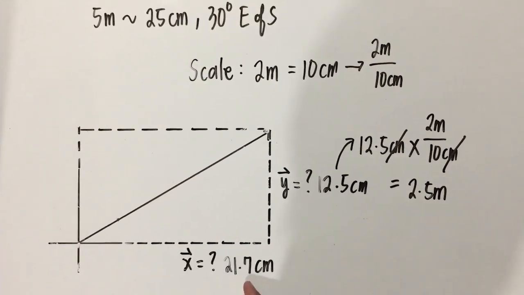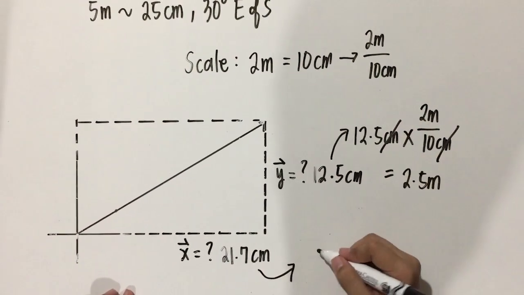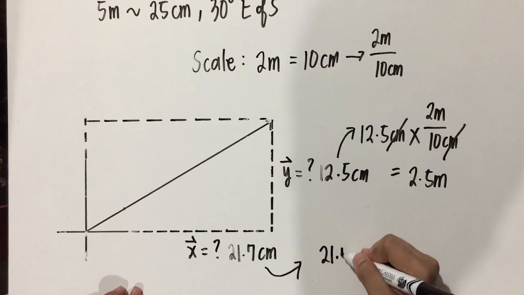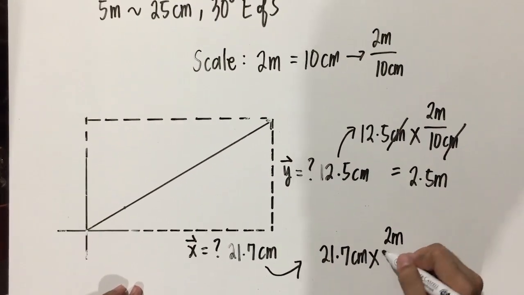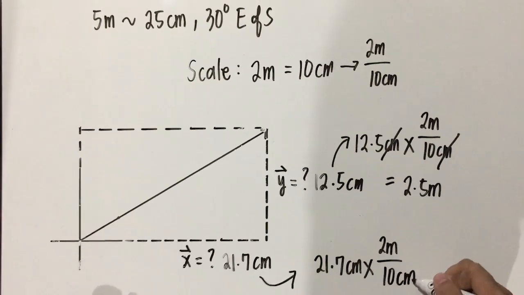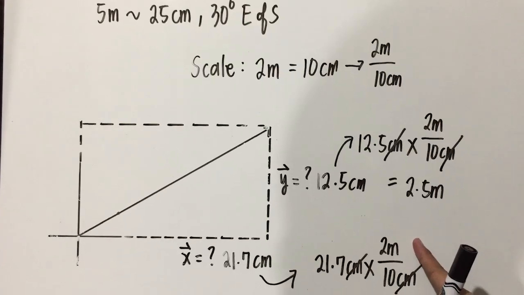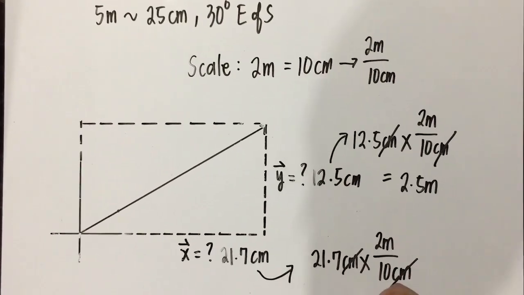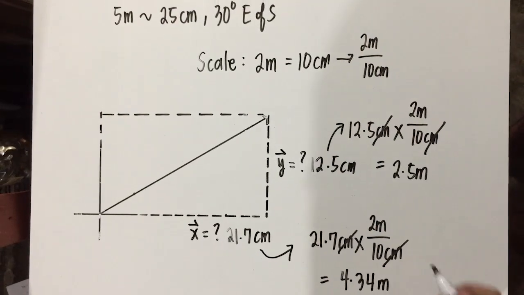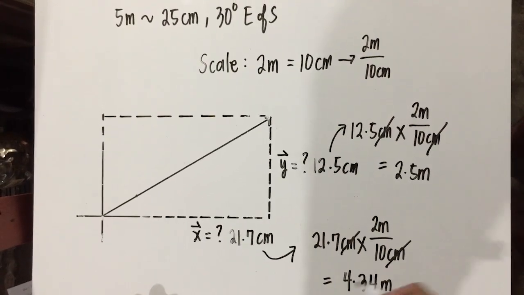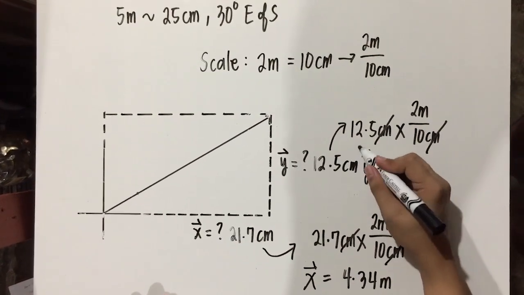Now for the value of x, that is 21.7 centimeters, we have to multiply that to 2 meters over 10 centimeters. So cancel similar units. What we have there, after we do operations, is 4.34 meters. Now that's the value for the x and for the y components.